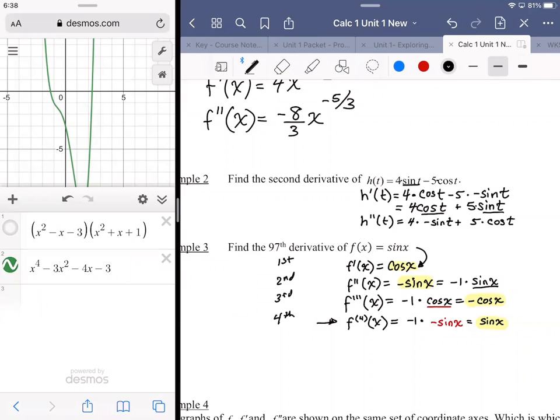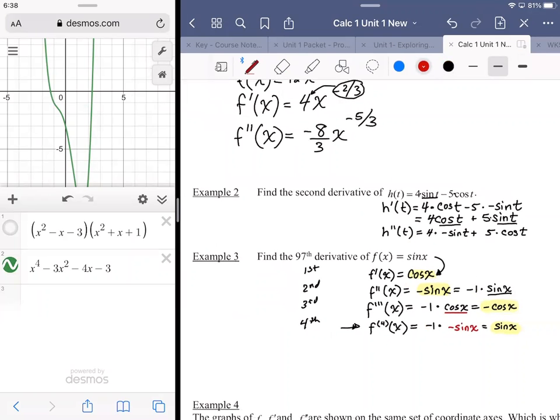So that's possible. But if we're going in multiples of 4, then it also would be logical to assume that the 100th derivative would be the same result as the fourth derivative. So working backwards, the 99th derivative would be the same as the third derivative, the 98th derivative would be the same as the second derivative, and the 97th derivative would be the same as the first derivative, which in this case is a cosine. So what I can conclude from this is that the 97th derivative, written as f with a little 97 in parentheses of x, would be equal to cosine of x.